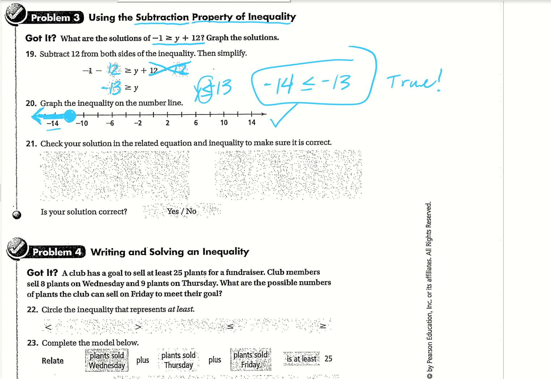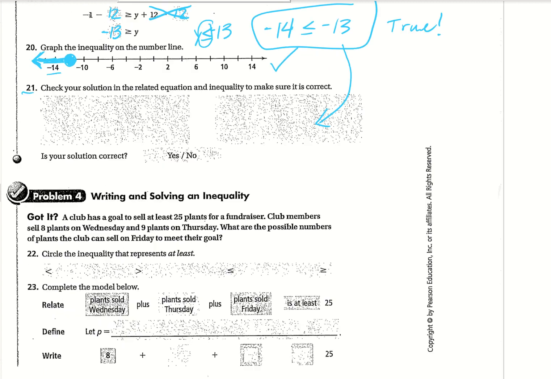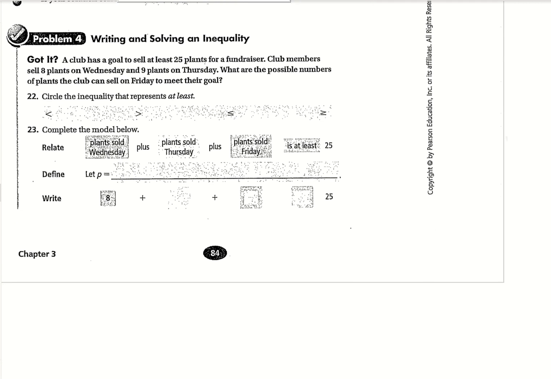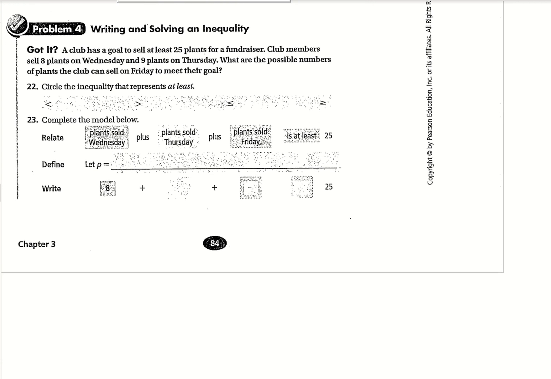Basically 21 is what we just did right here, and that told us that our solution is correct. Lastly, we are going to move on to problem 4. This one's a word problem. It's not that bad as long as we can get the words properly written in an expression form, or sorry, in inequality form.